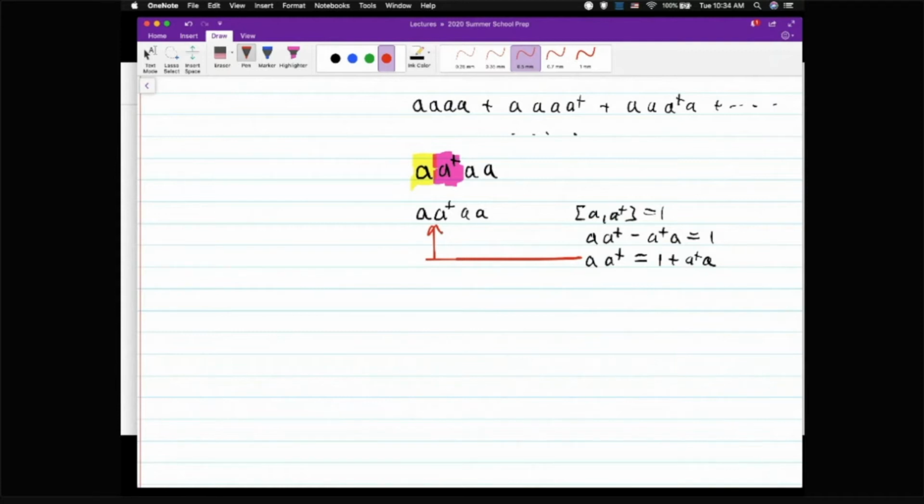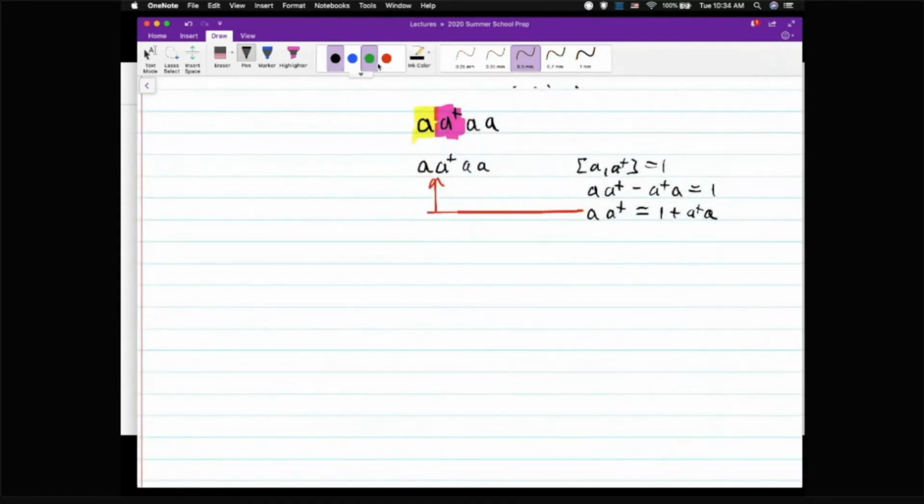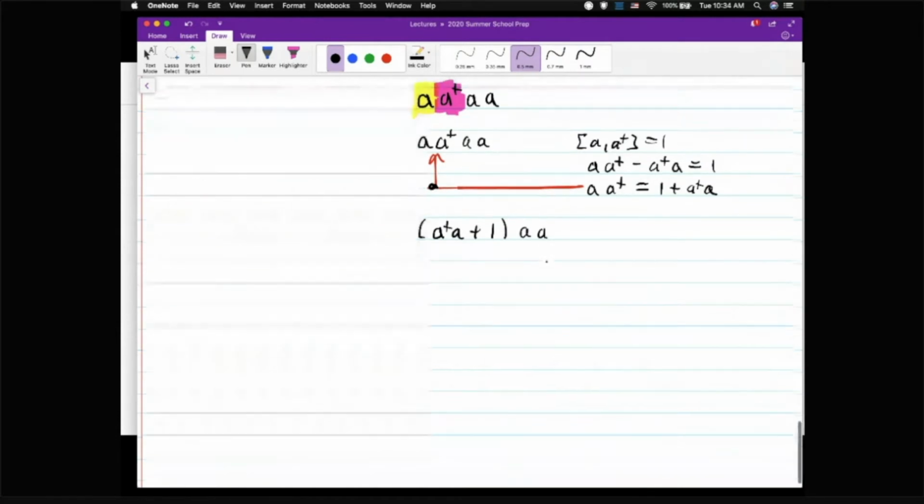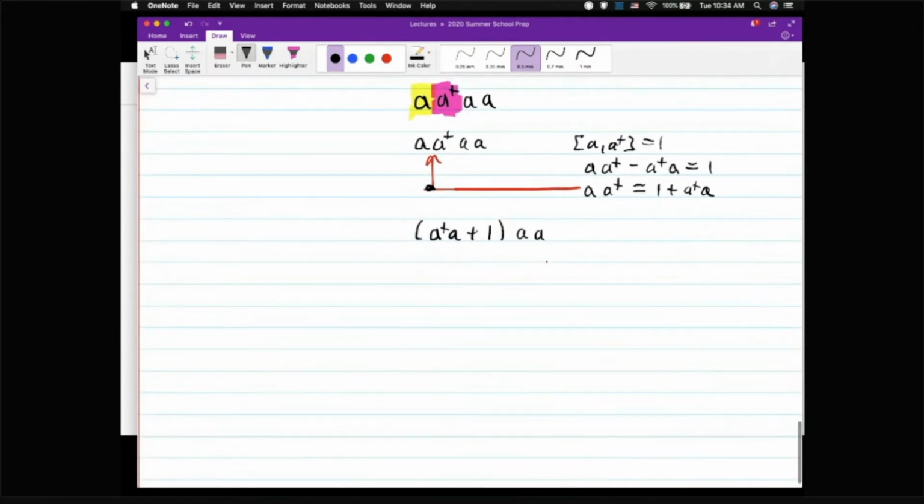Apologies for the extra long red line there. Substituting that back in and just focusing for the moment on this term, we can replace A A dagger with A dagger A plus 1, times A A. Now you notice what has happened is that a four-body term, A A dagger A A, we like to call that four-wave mixing.